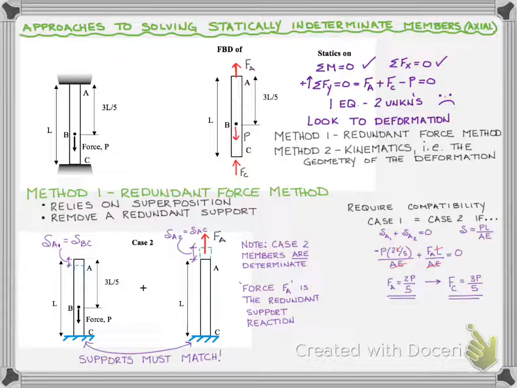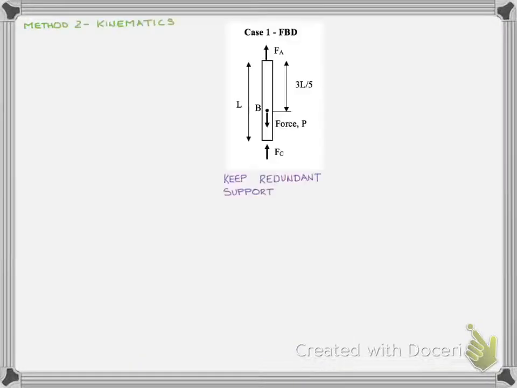All right, so that is the redundant force method. Again, just take out the redundant support, but replace it with an equivalent force and superimpose the behaviors while enforcing compatibility. Now, our second method is just straight using kinematics. When we're using kinematics, we actually will keep the redundant support and attempt to solve the indeterminate problem just by looking at it.